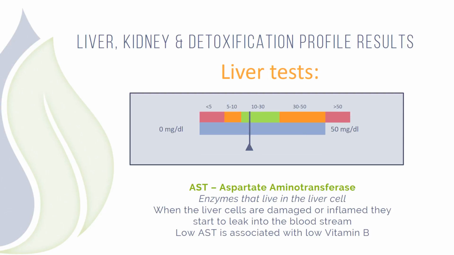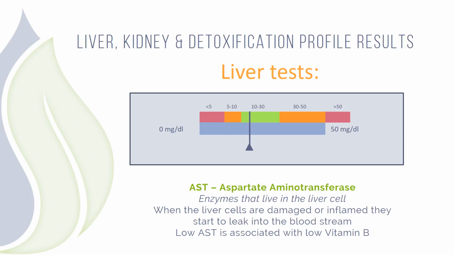Now we'll move on to liver function tests. Two of the most common tests are AST and ALT. These are enzymes that live inside liver cells, and most of the time, the majority of them stay in the liver cell. When liver cells are damaged or inflamed, they start to leak into the bloodstream. The reference lab range is between 0 and 50 milligrams per deciliter. At DestinyWell, we think a value of 10 to 30 is optimal, 5 to 10 is mildly low, and less than 5 is definitely low. 30 to 50 is mildly high, and greater than 50 is high.